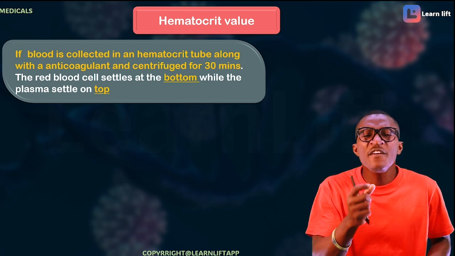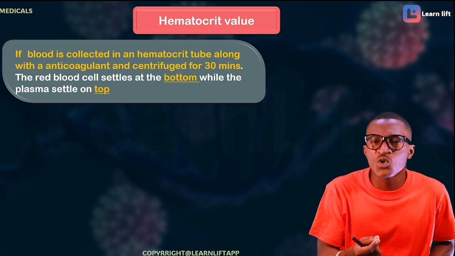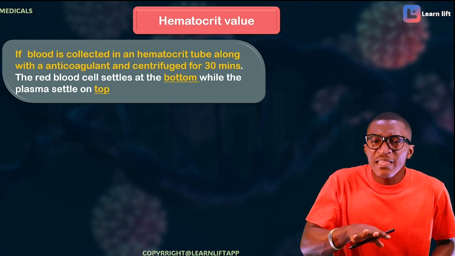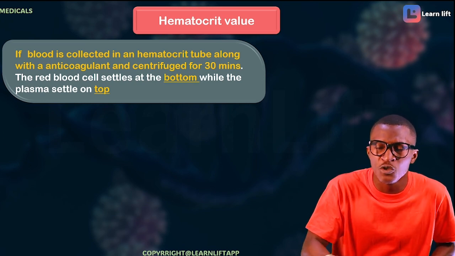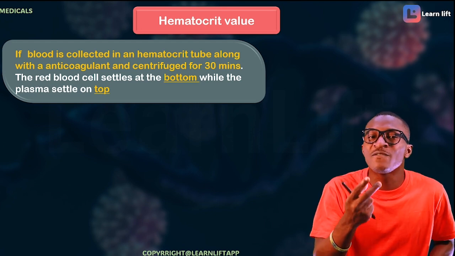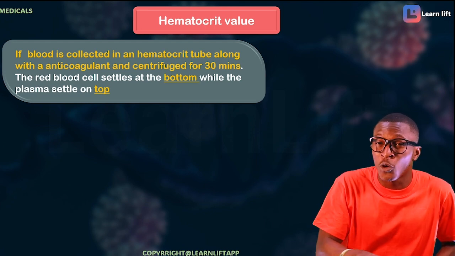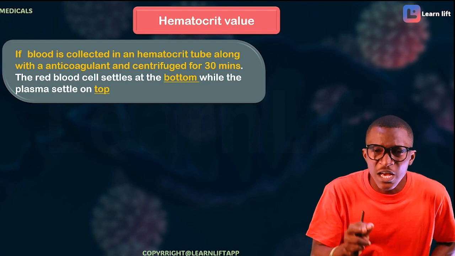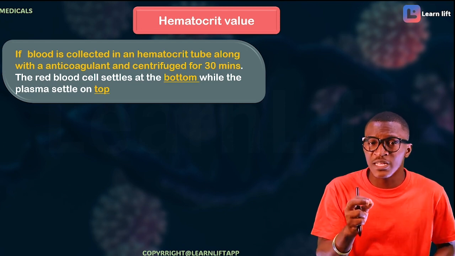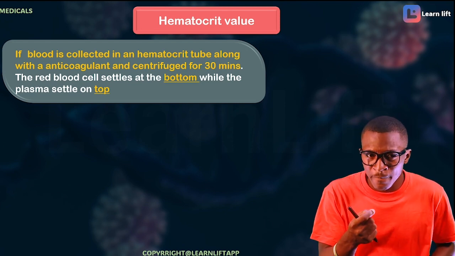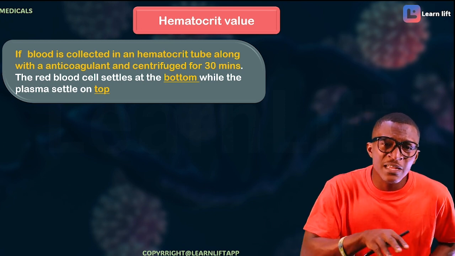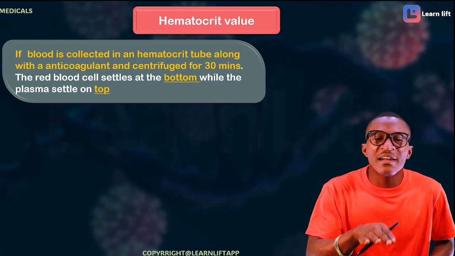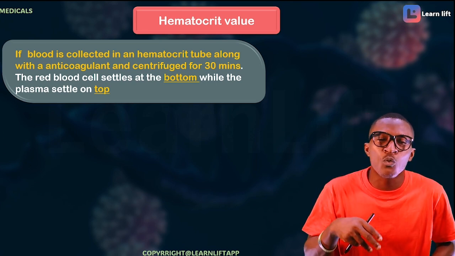Now, let's explain that. If blood is collected from a patient in a hematocrit tube alongside an anticoagulant, and the blood is left for 30 minutes so that it centrifuges, meaning it settles down, take note that we observe two things. The red blood cells will run to the bottom while the plasma will come to the top. Please understand that statement. We said that if blood is collected from the patient, kept in a hematocrit tube, an anticoagulant is added and the blood is allowed to centrifuge for 30 minutes, the red blood cells will settle at the bottom while the plasma will come to the top.